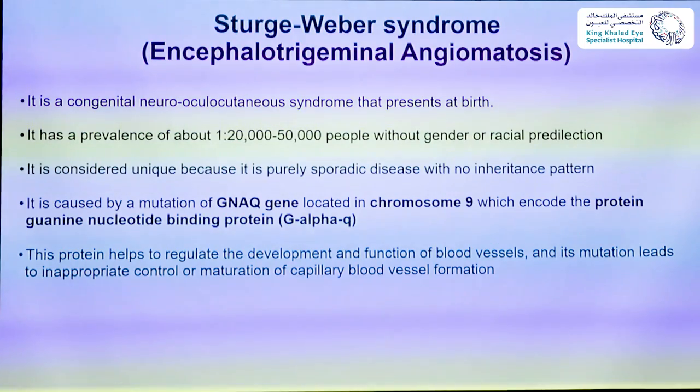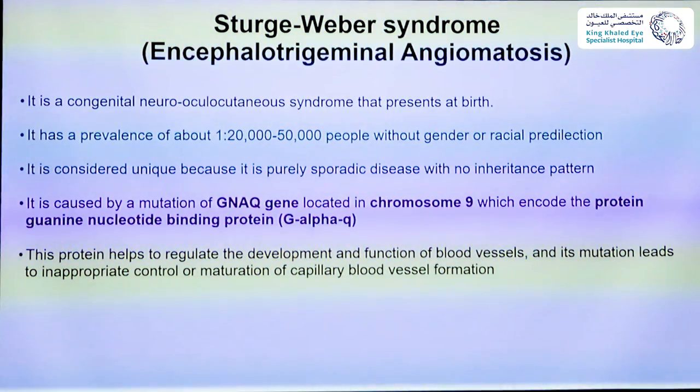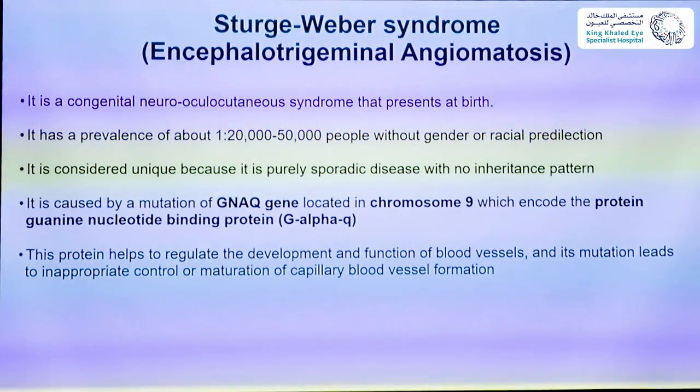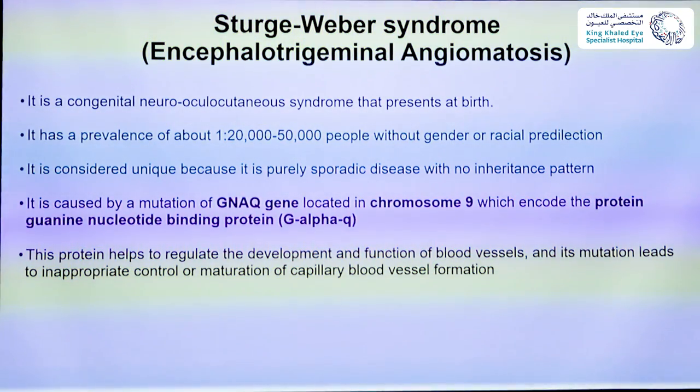the other phakomatosis, which is Sturge-Weber syndrome. It's less common compared to the typical or characteristic phakomatoses. This is considered unique because it's one of the phakomatoses that has sporadic disease with no inheritance pattern, but the same pathologic process. You have a mutation that involves a gene important for tumor suppression or vascular modulation, called the GNAQ gene, located on chromosome 9, and that gene encodes the protein G-alpha-Q. That protein is very important because it helps regulate the development and function of blood vessels, and its mutation leads to inappropriate control, which means you also have mitosis or cell division in the vasculature. And that should also be under tight control. If you don't have that protein, the blood vessels go crazy with cell division and mitosis, and you will have this thing.